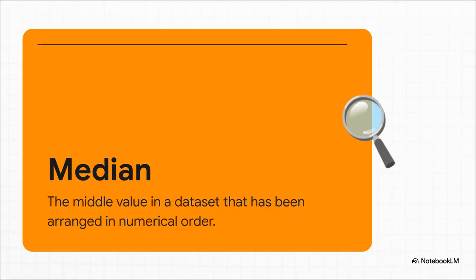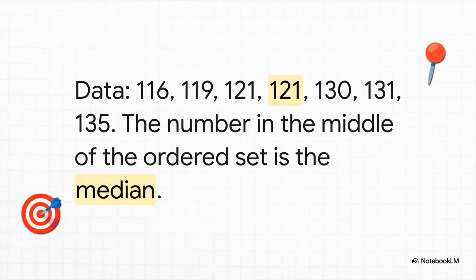Which brings us to our next tool, the median. The median is quite literally the middle value. The only trick is you have to line up all your data points in order first, from smallest to largest. Take a look at these blood pressure readings. Once we get them all lined up in order, the number that's sitting smack dab in the middle is 121. And that's it. That's our median.